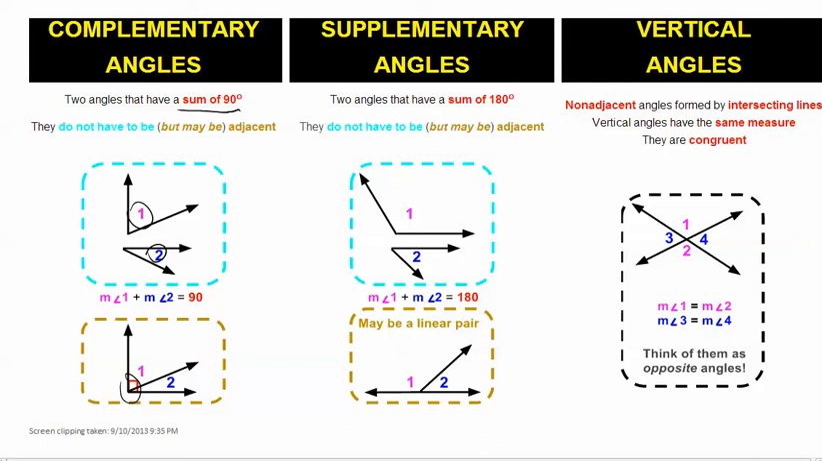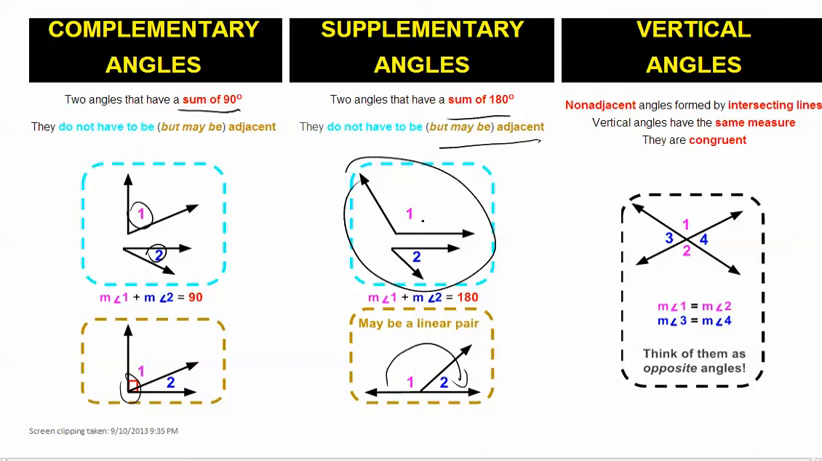You can also have something called supplementary angles, which are angles that add up to 180. They may be adjacent, but they might not be. In this case they're not. In this case they are. And if they are adjacent, again they're going to be a linear pair.